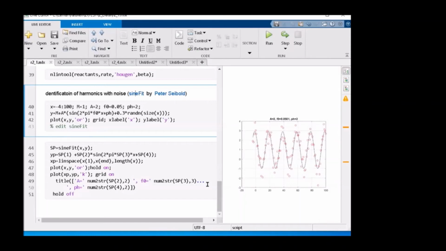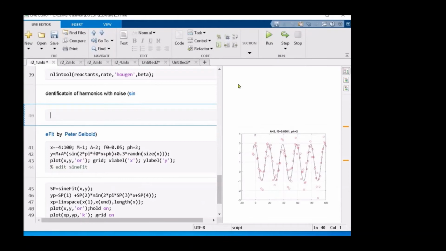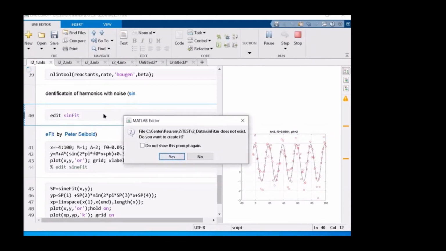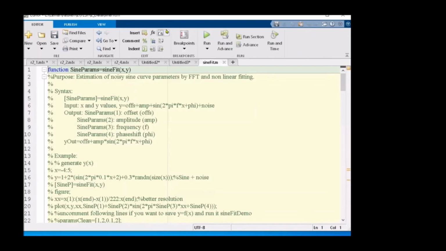Michael, what is the sinfit function based on? Is it nonlinear fitting? It is based on linear fitting. I can show you here. Let's make a new section break, and again a new section. Inside I can write edit sinfit, and we will see this file. No, it was my mistake. Sinfit, not sin, sinfit.